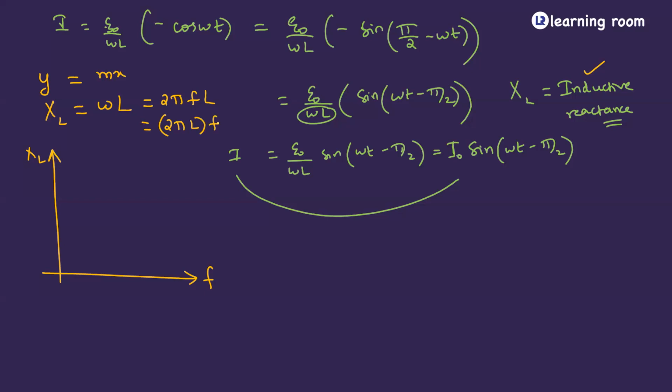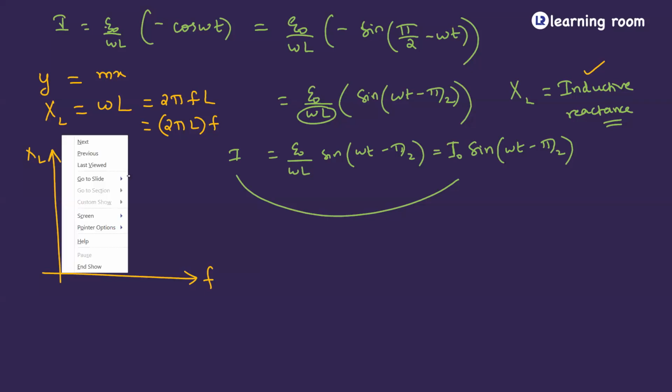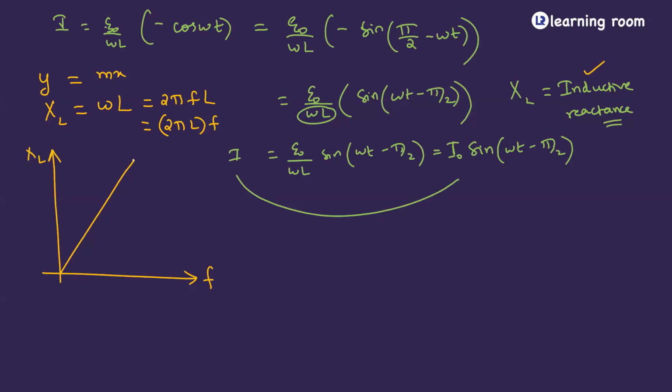Right. So when you draw the graph, it will be a line that is passing through the origin. Makes sense? So when they give you this kind of a graph showing the reactance is varying with respect to frequency in a linear pattern, what is the passive element? It should be an inductor.